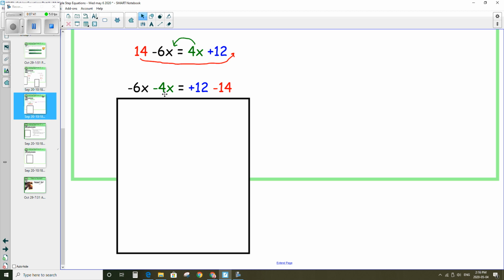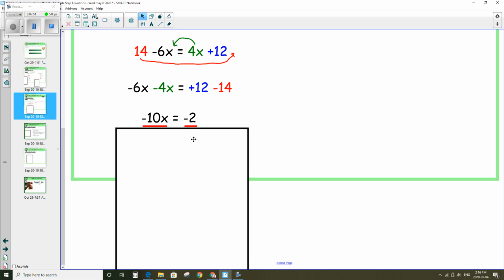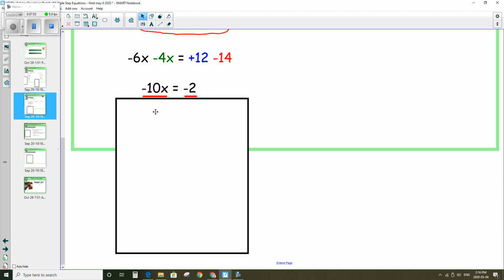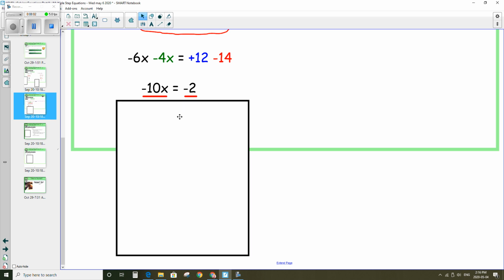All right, now I'm going to collect like terms again. So negative 6 subtract 4 is negative 10x, and then 12 subtract 14 is negative 2. All right, now I'm going to solve as usual. So I'm going to divide both sides by negative 10 because that is the number I want to get rid of in front of the x.